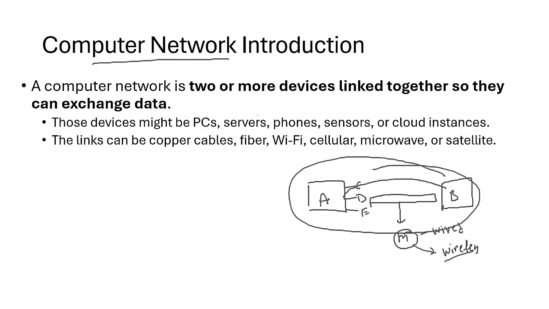The network you see today is completely different from before 1970. That's why I said a computer network is two or more devices linked together so they can exchange data. Those devices might be PCs, servers, phones, sensors, or cloud instances. And the link can be wired, which is a copper cable or fiber, or it can be Wi-Fi, cellular, microwave, or satellite, which we're going to discuss in the further slides. Now, computer networks were not like what you see today.